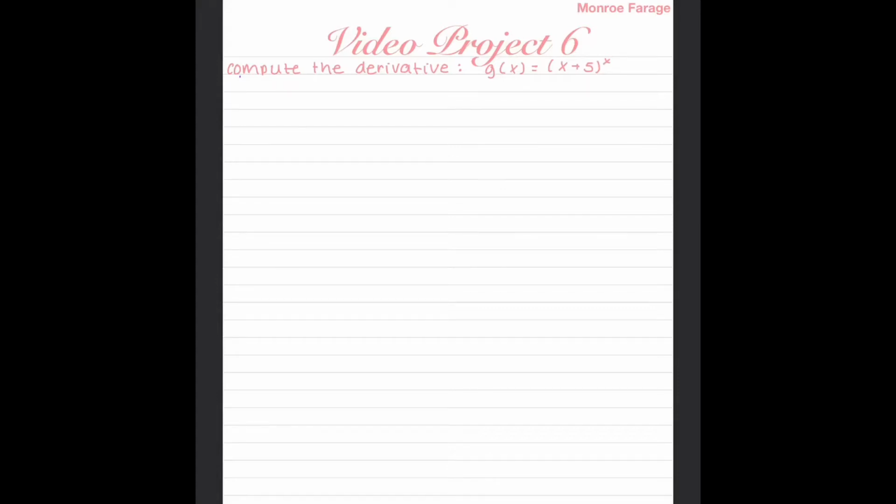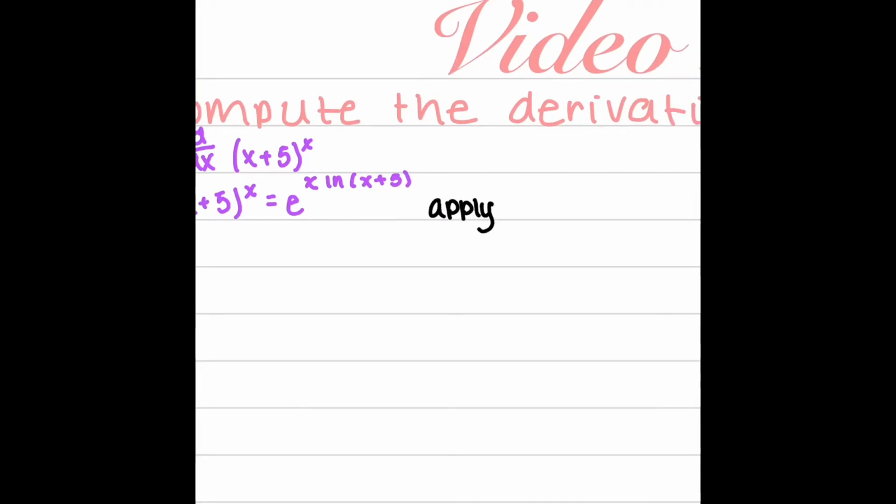All right, so I had project 6, and the first question was compute the derivative of g of x equal to x plus 5 to the x power. So first I'm going to take the derivative of x plus 5 raised to the x, and it's going to equal e to the x natural log of x plus 5. And I did this by applying the exponential rule of a to the b equals e to the b natural log of a.